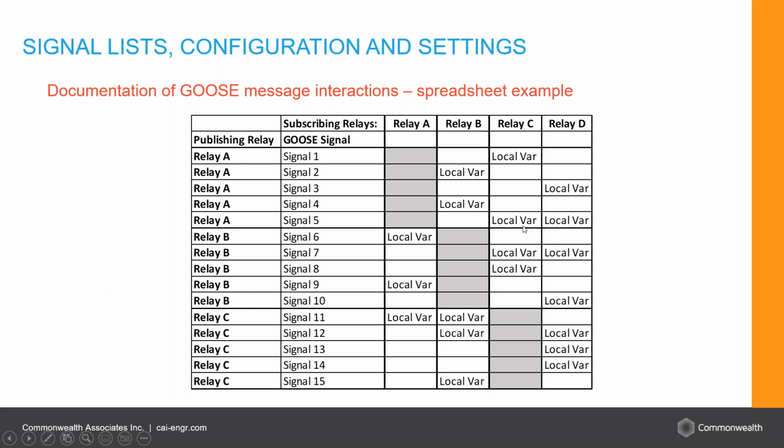to signals 1 and 5 in this case that are being published by relay A. So you can see this at a glance, exactly how they're going to interact with one another. So these are two ways that I have seen documentation of the interactions from relay to relay. So that is a very high level overview of implementation examples that we have.